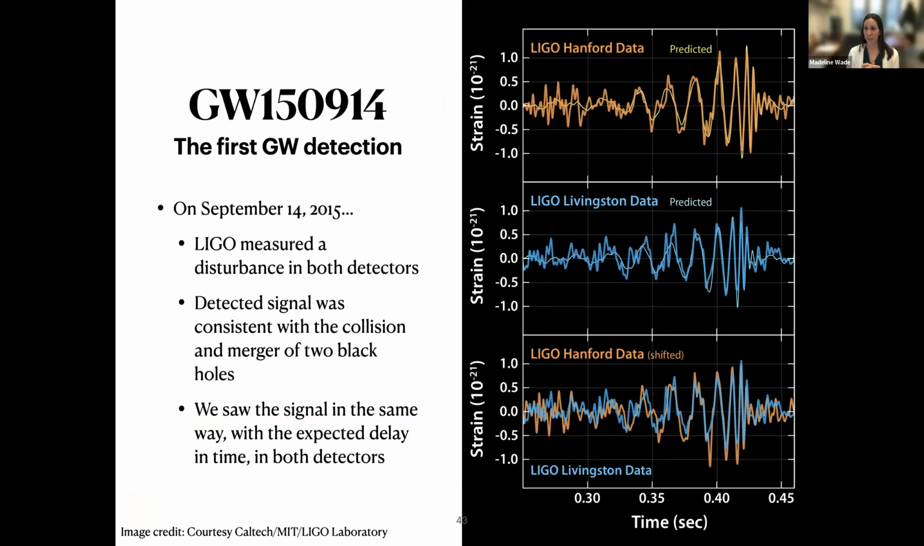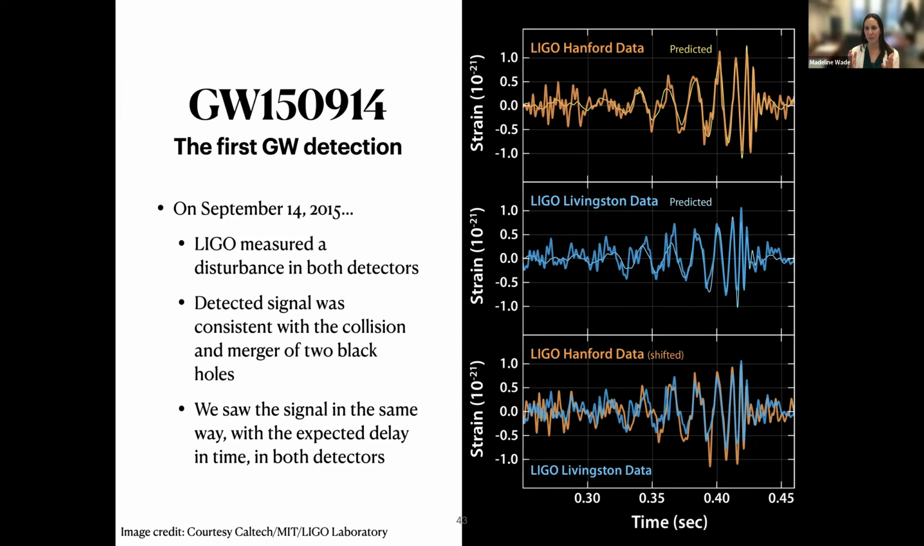The very first detection of gravitational waves happened in 2015, on September 14th, 2015. We had actually just finished upgrading the two LIGO detectors. We turned them on, and nearly immediately, we saw just this beautiful merger of black holes. It was exactly like what we would have thought it would look like. It was loud and it was clear.